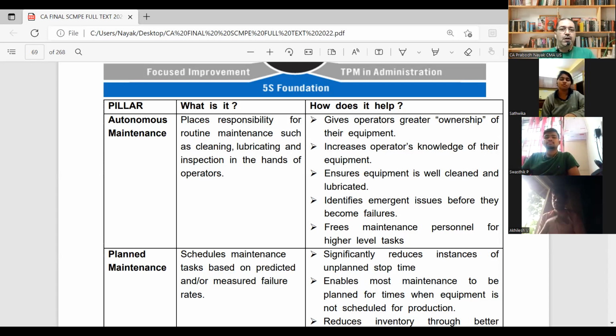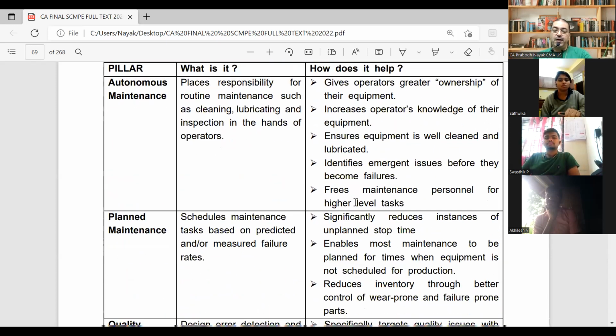Even if you have a two-wheeler, you will be the best person to judge what has gone wrong, because over a period of time you have done the servicing of that. Sometimes you stand next to the mechanic to see what he does. So you come to know about the parts, what things have changed. Ball bearings are changed, the oil is changed, how it is changed, when it is to be changed. All these things you learn over a period of time when it is your machine. So the operator gets an idea, ensures that equipment is well cleaned and lubricated, identifies emergent issues before they become failures, and frees the maintenance personnel for higher level tasks. That is your autonomous maintenance.